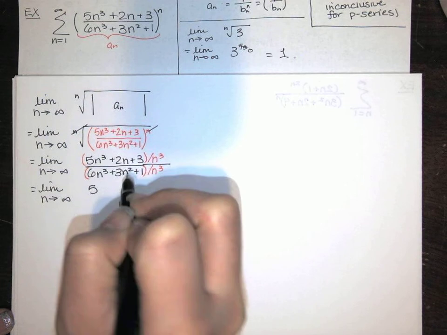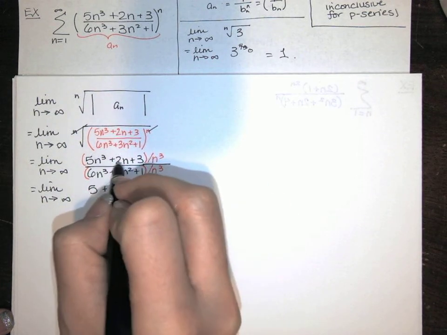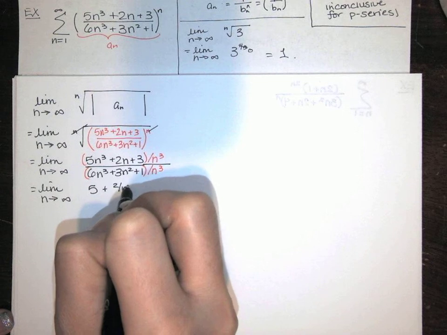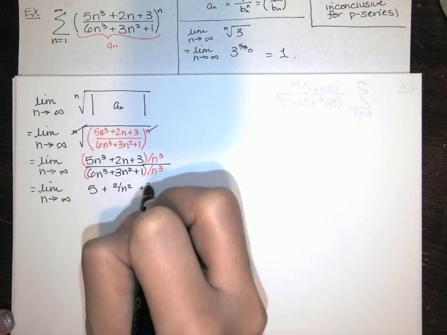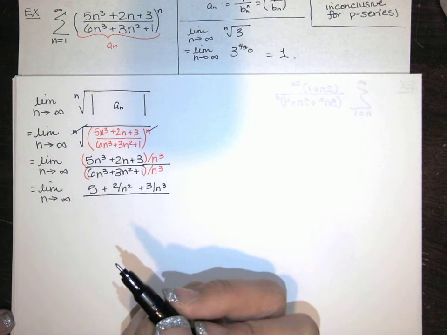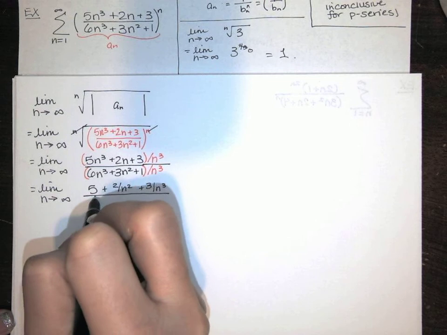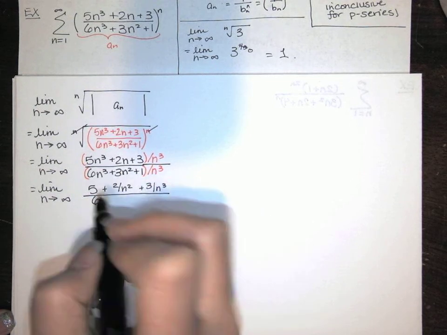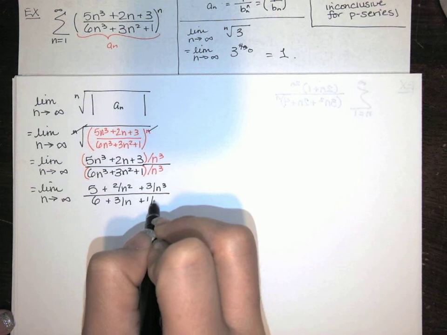So we've got 5 plus, because this divided by n cubed is just 5, 2n over n cubed. Well, one of those n's will reduce and we get 2 over n squared, plus 3 over n cubed is our last term. All that's divided by this. 6n cubed over n cubed is 6. 3n squared over n cubed is 3 over n, and then I have a 1 over n cubed as my last term.